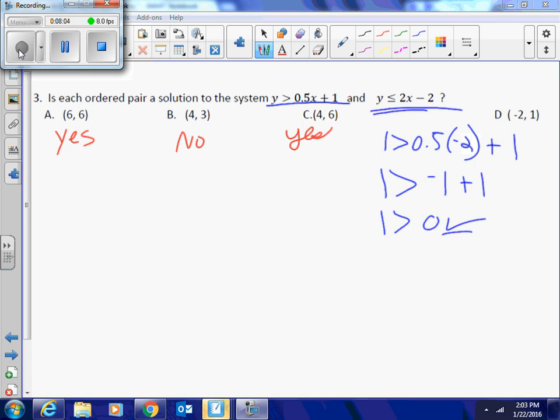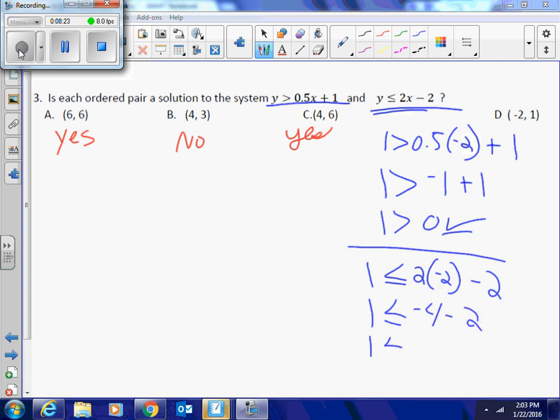Plugging in the ordered pair, 1 for y. Is that less than or equal to 2 times negative 2 for x minus 2? Is 1 less than or equal to negative 4 minus 2? Is 1 less than or equal to negative 6? Since our last ordered pair works in both of our inequalities, the ordered pair negative 2, 1 is a solution to the system.